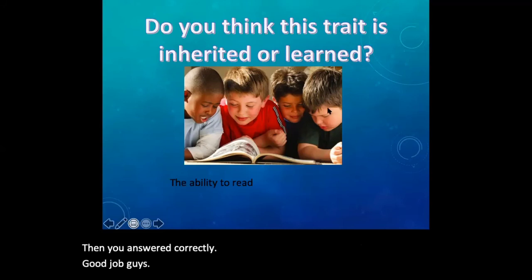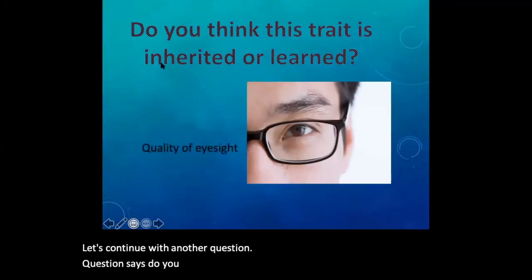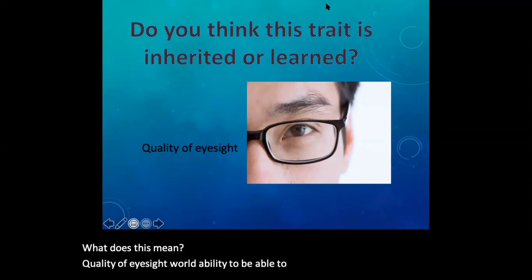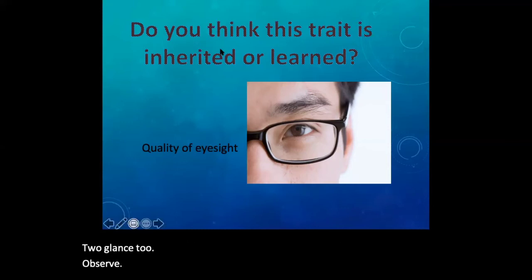Let's continue with another question. Question says, do you think this trait is inherent or learned? The quality of eyesight. What does this mean? The quality of eyesight. Well, the ability to be able to see, to be able to look, to glance, to observe, to watch. Is that something we learn, or is that something we inherit?